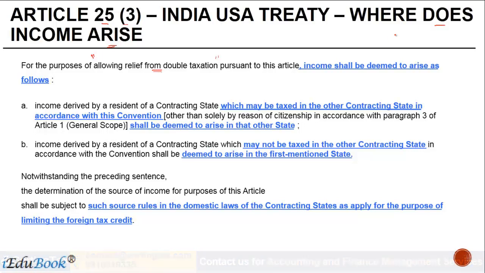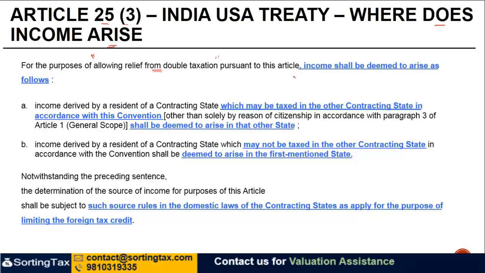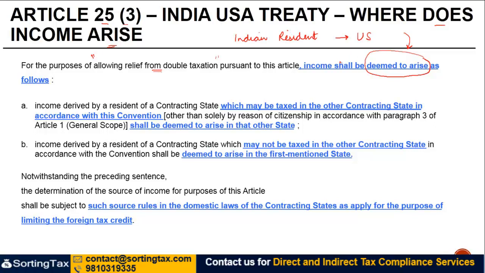So, for the purpose of allowing relief from double taxation pursuant to this article, income shall be deemed to arise, even though it may actually be arising elsewhere, but it's a deeming fiction which provides that the income shall be deemed to arise as follows. So let's say we are considering a case of an Indian resident who is getting some income from the US. In this light, we are going to read this particular article.